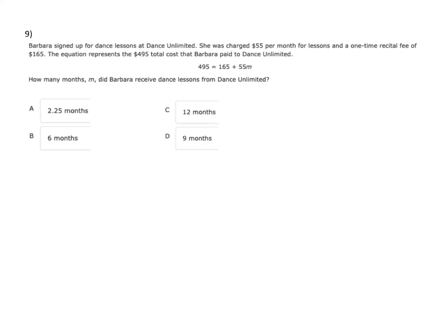Number 9 says, Barbara signed up for dance lessons at Dance Unlimited. She was charged $55 per month for lessons and a one-time recital fee of $165. The equation represents the $495 total cost that Barbara paid to Dance Unlimited. How many months M did Barbara receive lessons from Dance Unlimited? So all this question is wanting me to do is solve the equation. So I have 495 equals 165 plus 55M.